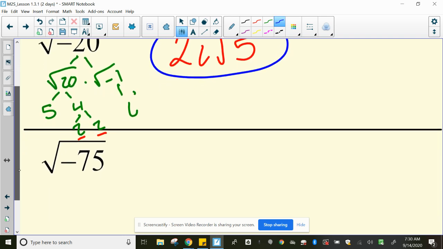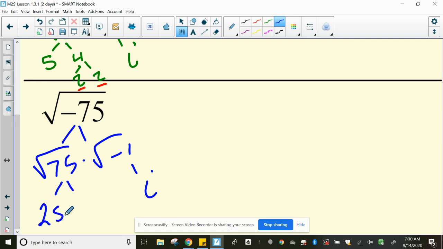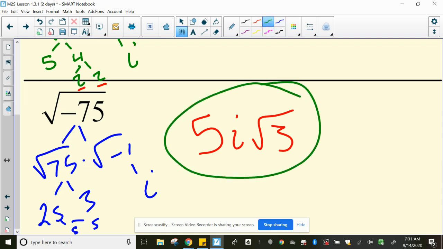Why don't you guys try to do this one, square root of negative 75. First thing we do, pull out the square root of negative 1. That's just i. Then square root of 75, break that down to 25 and 3. Then 25, that's 5 and 5. So we have our pair of 5s there that'll be in front, 5. Then we have our i. Then left over we have root 3. That'd be our answer. 5i root 3.